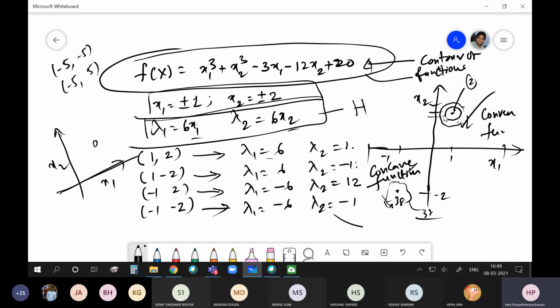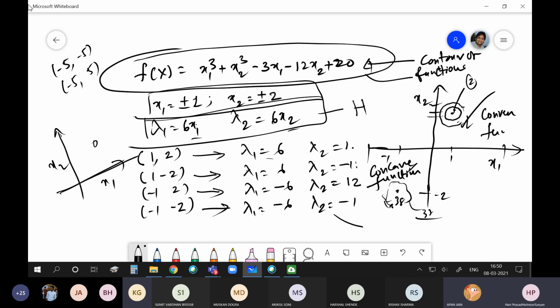It is interesting to see that in the first quadrant this function acts as a convex function, whereas in the third quadrant it acts as a concave function. When you plot this you will come to know how the contours change. Is it clear?